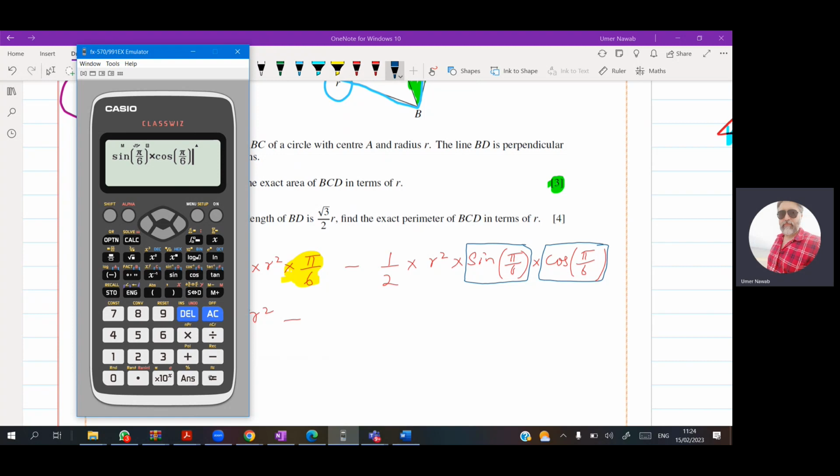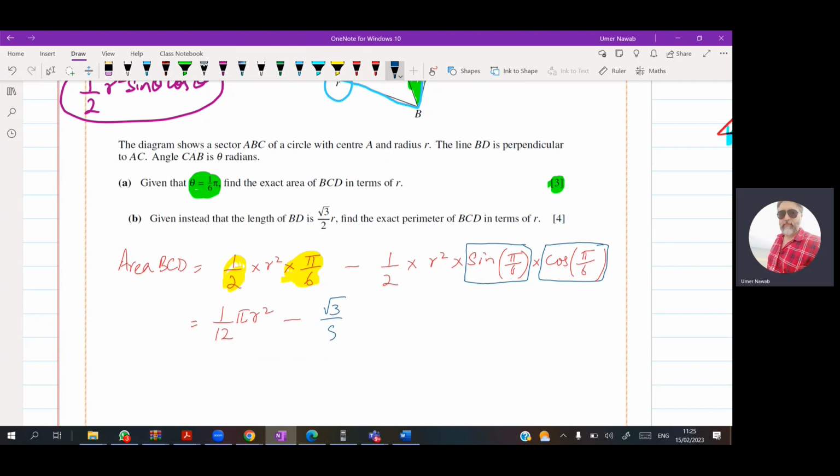Close the bracket and see what is the answer. Square root of 3 over 4. And if you multiply with 1 over 2, it gives you what? Square root of 3 over 8. Square root of 3 over 8 r squared. So did you see my answer is in r squared terms?